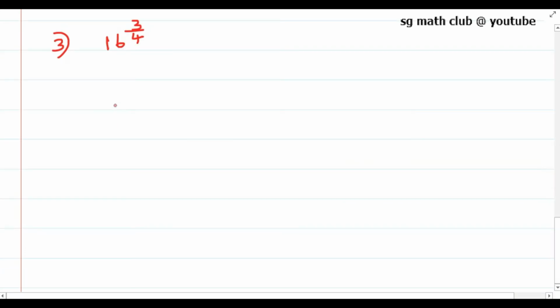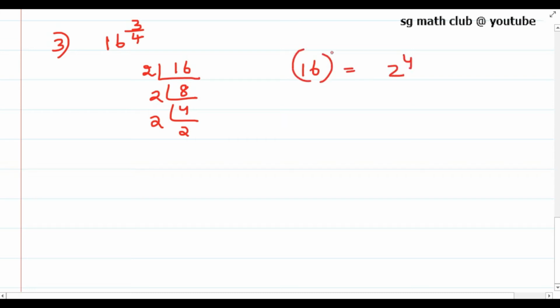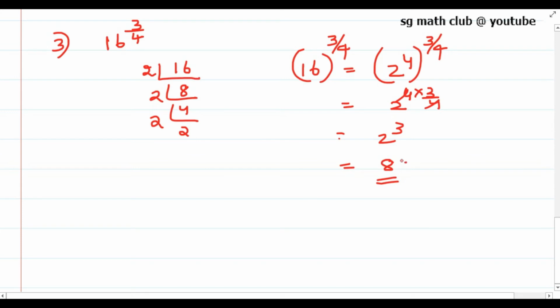So next one is 16 whole to the power of 3 by 4. The method is same. You need to factorize that number. 16 I can write as 2 to the power of 4. 16 whole to the power of 3 by 4, I can write 2 to the power of 4 whole to the power of 3 by 4, which is equal to 2 to the power of 4 into 3 by 4. 4 and 4 get cancelled. 2 cube, which is equal to 8.